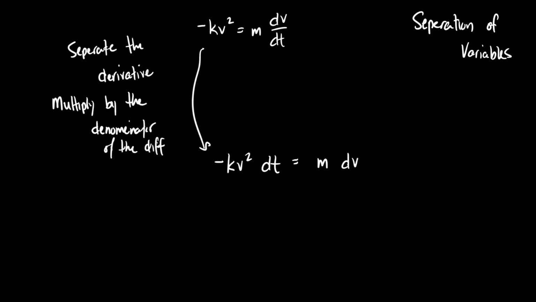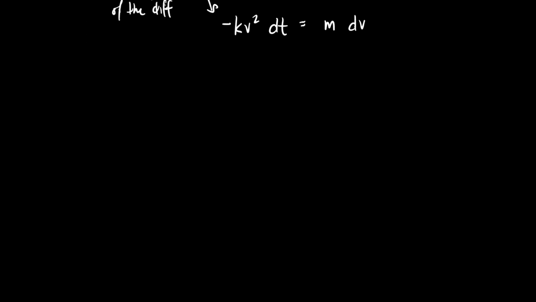My next step is to collect variables. Now what this means is I need to get any appearance of t on the same side as dt, and any appearance of v on the same side as dv. Not particularly hard here. I think you all can see that I don't have a t anywhere, but I do have v squared on one side. Do you guys see that okay?